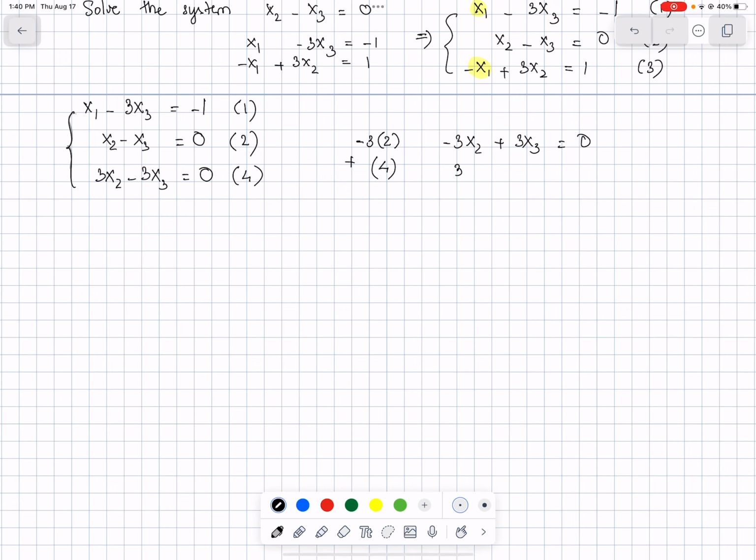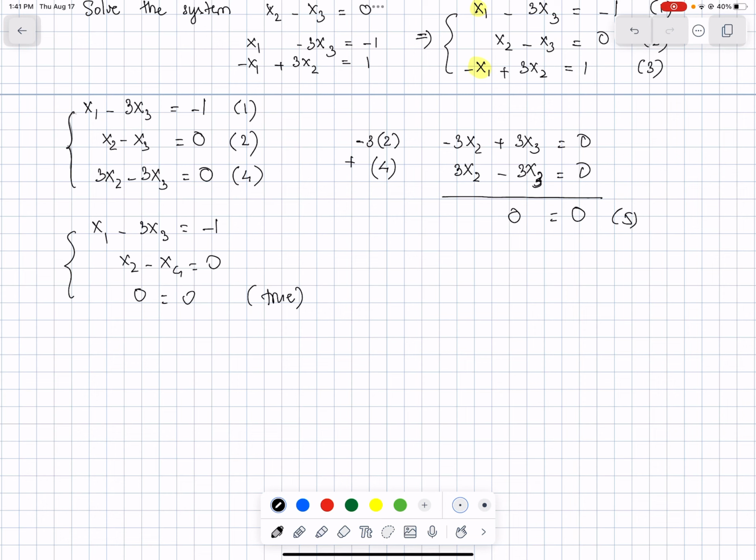So we got 3x2 minus 3x3 equals 0. So the x2 is gone, and x3 is also gone. Now let's write down our system one more time. I will name this number 5: 0 equals 0. And that gives us a true statement. And remember that a true statement means infinitely many solutions.